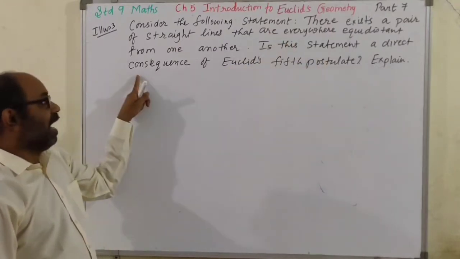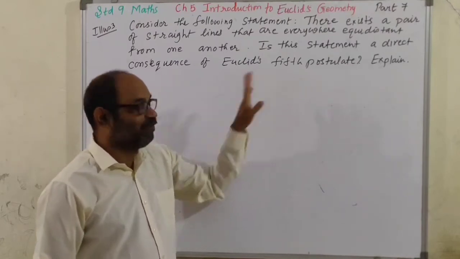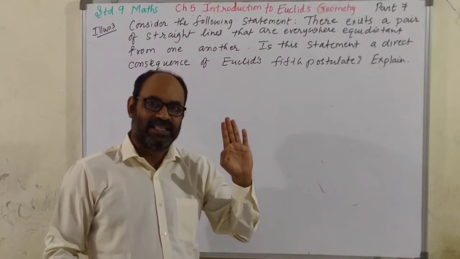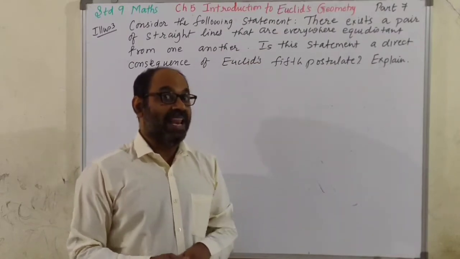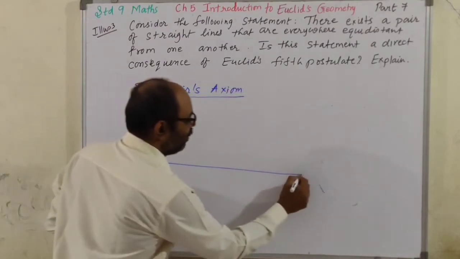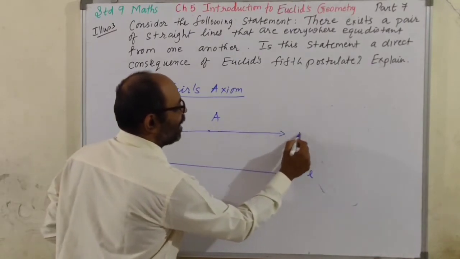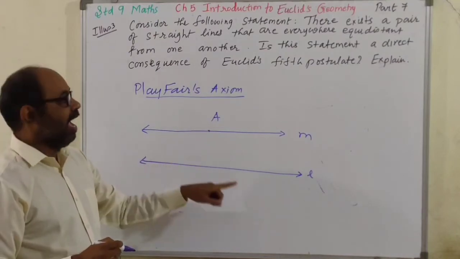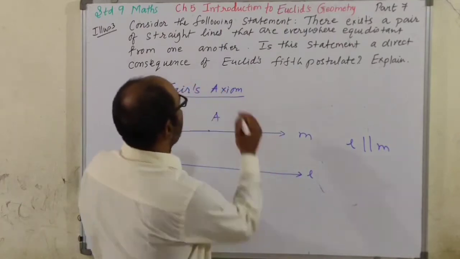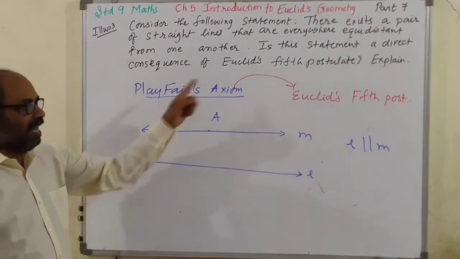Is this statement a direct consequence of Euclid's fifth postulate? The pair of lines I had drawn were parallel, and Euclid's fifth postulate also tells about parallel lines. So this statement has a direct consequence with Euclid's fifth postulate. Now Playfair's axiom. What is Playfair's axiom? There is one line L, and a point, let's say A, outside. Then there exists one and only one line M that passes through A and is parallel to L. Here L is parallel to M according to Playfair's axiom. And Playfair's axiom is equivalent to Euclid's fifth postulate as well. It has a direct connection with that.